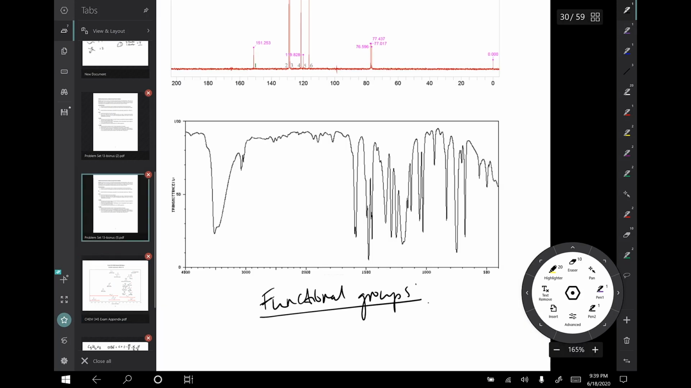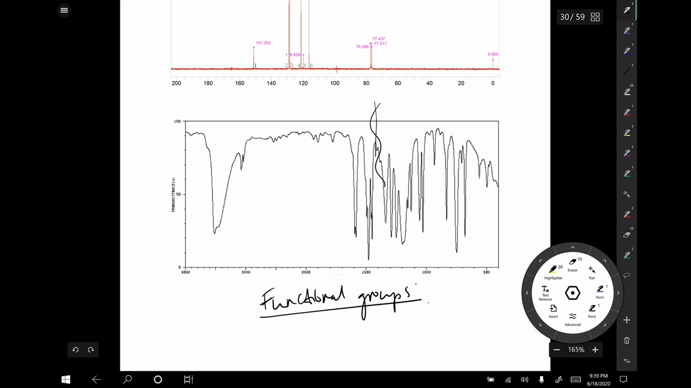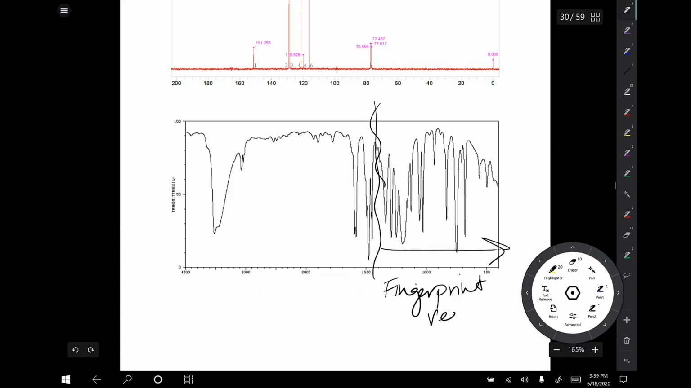For IR, around 1,500 and lower, this is considered the fingerprint region. And as the name suggests, the fingerprint region is very specific to every compound. I will not expect you to be able to pull out certain frequencies in here and relate them to functional groups. The majority of them will take place above 1,500, okay?